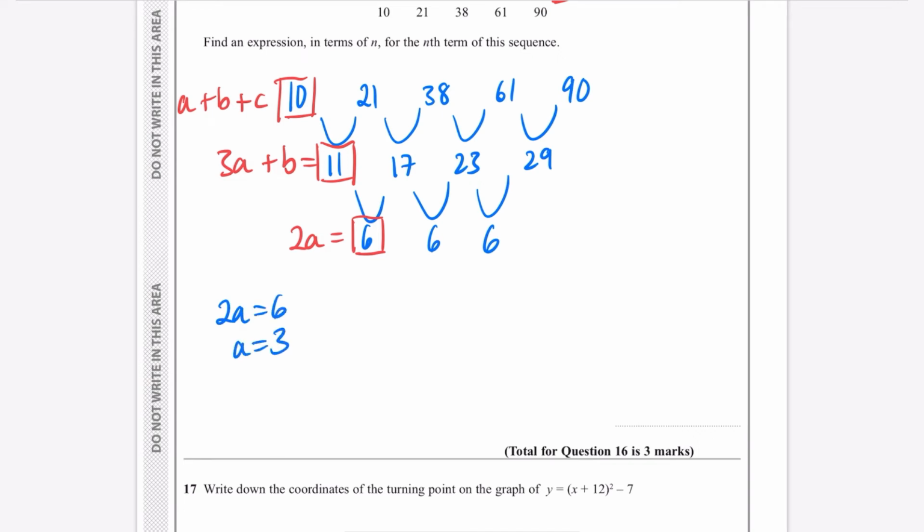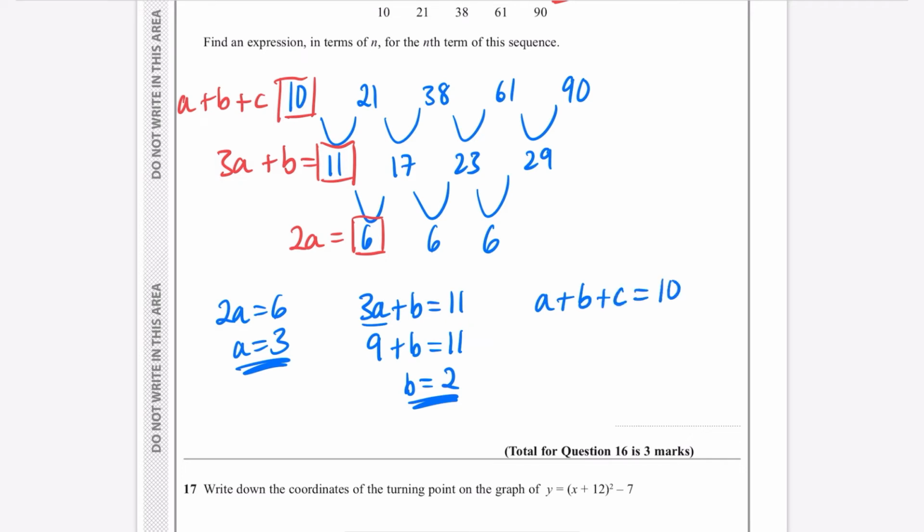so that's 2a is equal to 6, meaning that a is equal to 3. Great. We then have that 3a plus b is equal to 11. So 3a, that's 3 times 3, so that's 9, plus b is 11. So b is 11 take away 9, which is 2. And then our last one, a plus b plus c is equal to 10.